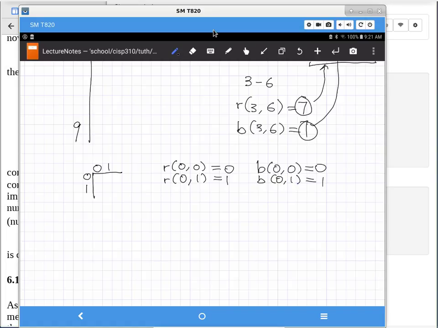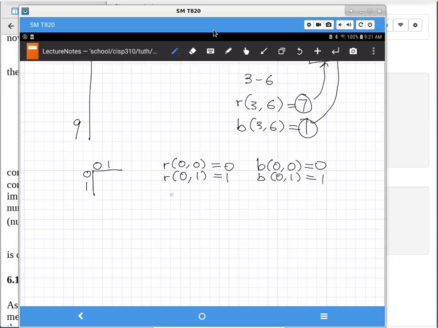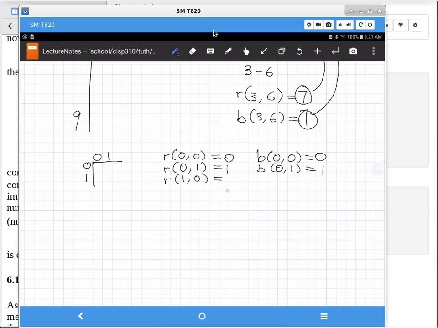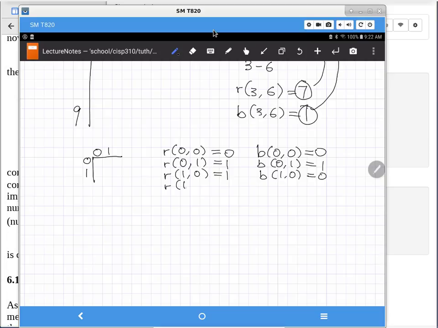The other ones are pretty easy. 1 minus 0. What is the result of 1 minus 0? 1. What about the borrow of 1 minus 0? Yep, 0. All right. And the last one is 1 minus 1. What is the result of that? 0. And what is the borrow of 1 minus 1? 0 as well. Let's just focus on this table, this part here.